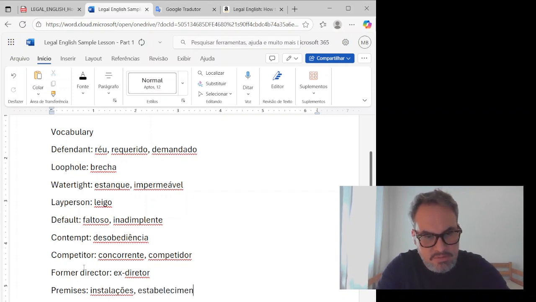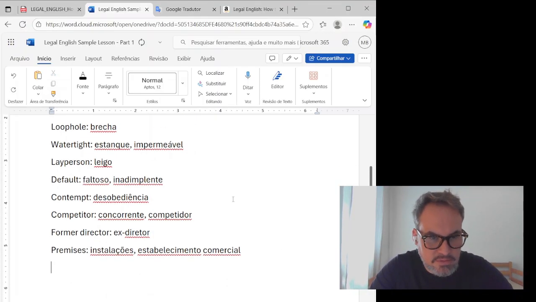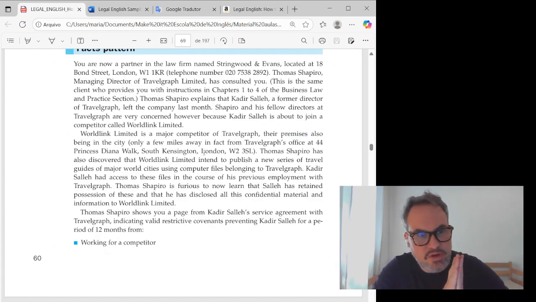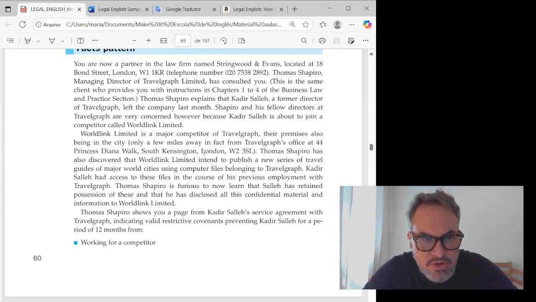Estabelecimento, maybe. So their premises are very close to the Travel Graph's office. Thomas Shapiro has also discovered that WorldLink Limited intend to publish a new series of travel guides of major world cities using computer files belonging to Travel Graph.